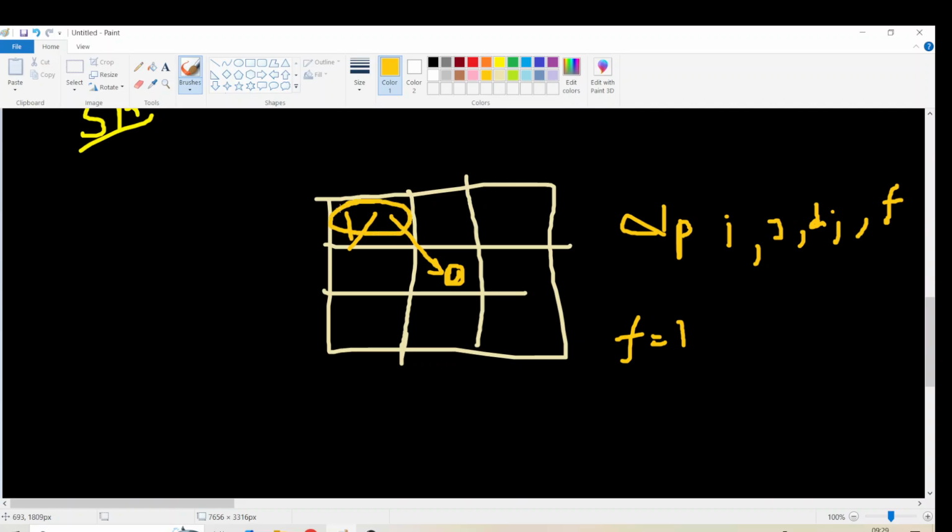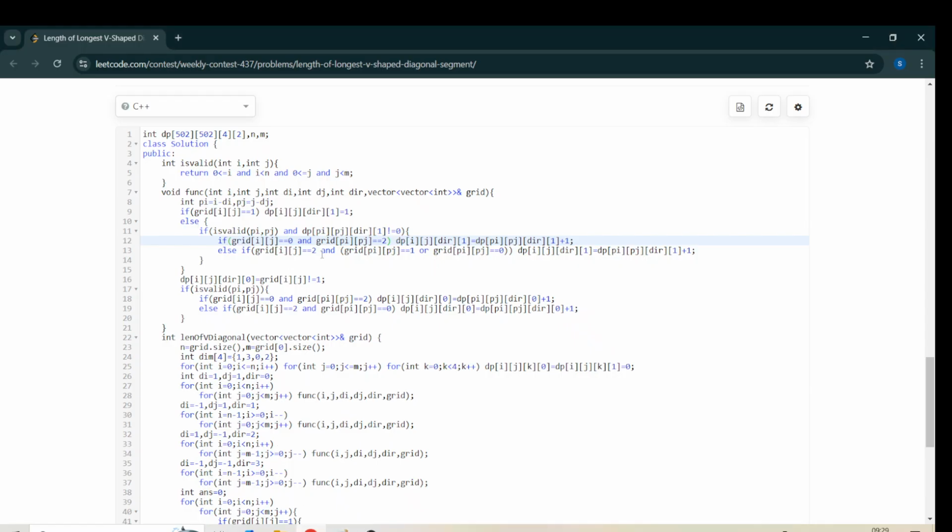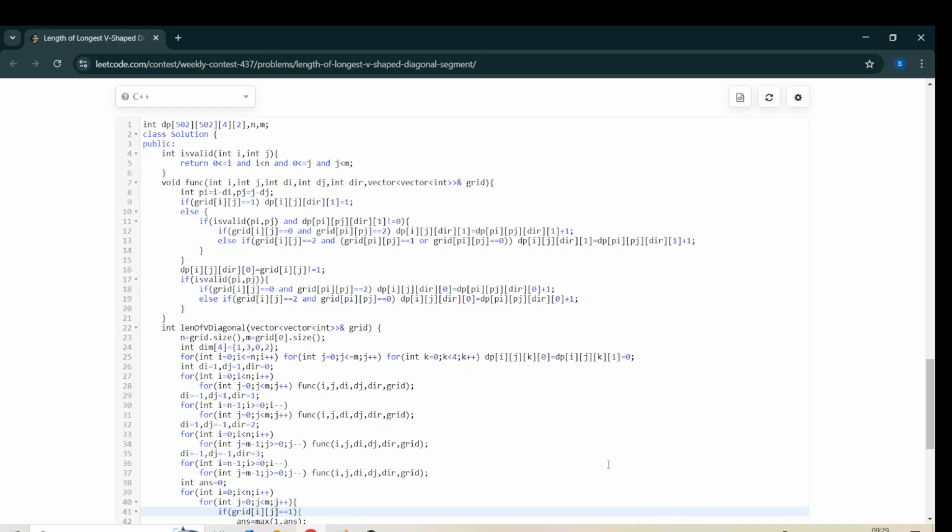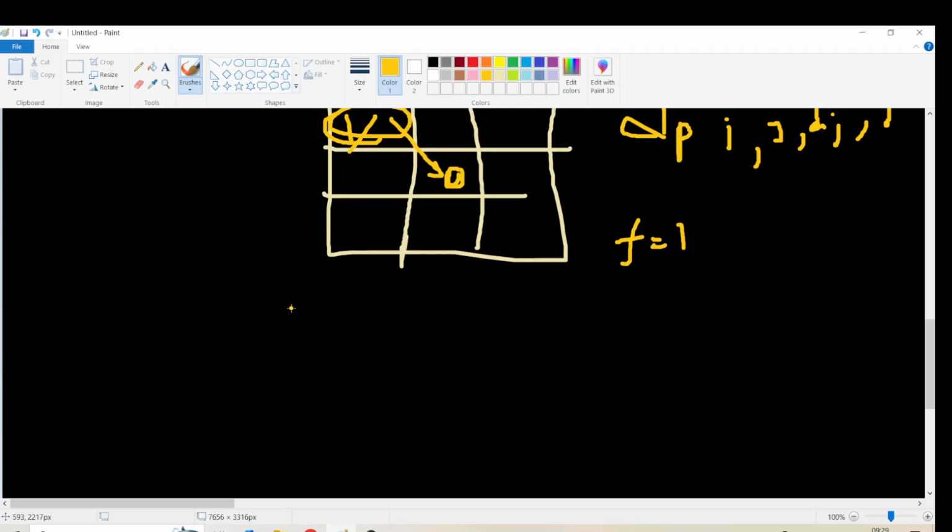Here we have a valid sequence starting with 1. Then we are also checking that if the current value grid ij is 0, then the previous value is 2. Why? Because a subsequence starting with 1 will always have the structure 1 2 0 2 0.